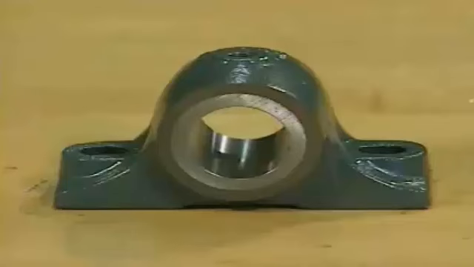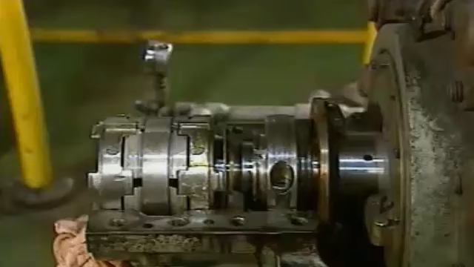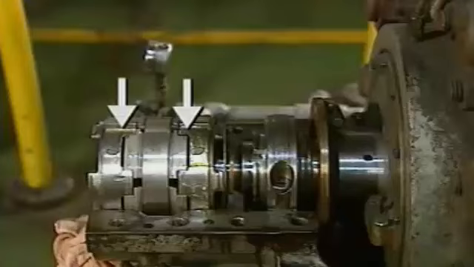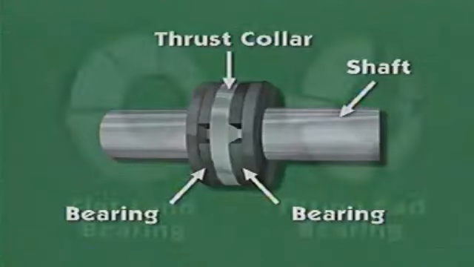Journal bearings are generally designed to handle radial loads, and thrust bearings are designed primarily to handle axial or thrust loads. Thrust bearings are generally used in pairs. One bearing is placed on either side of a thrust collar. The thrust collar is a solid metal disc that may be a separate part attached to the shaft or an integral part of the shaft. The two thrust bearings support axial load in both directions on the shaft.